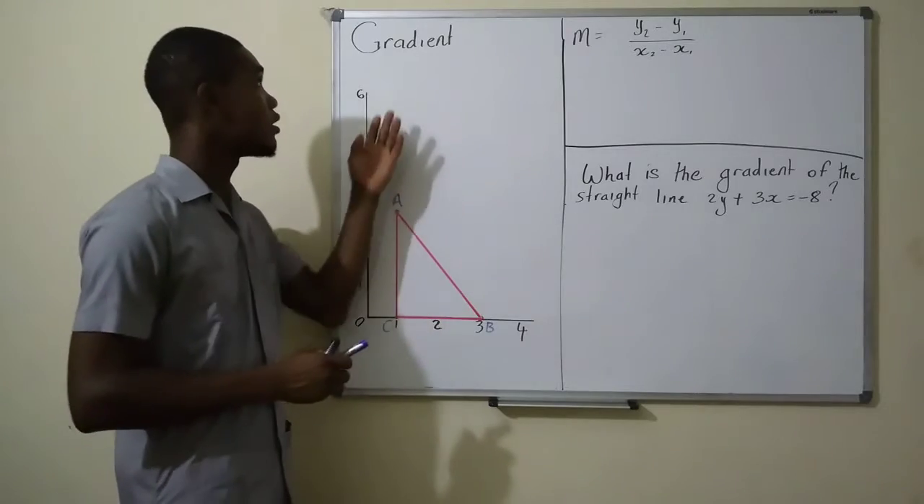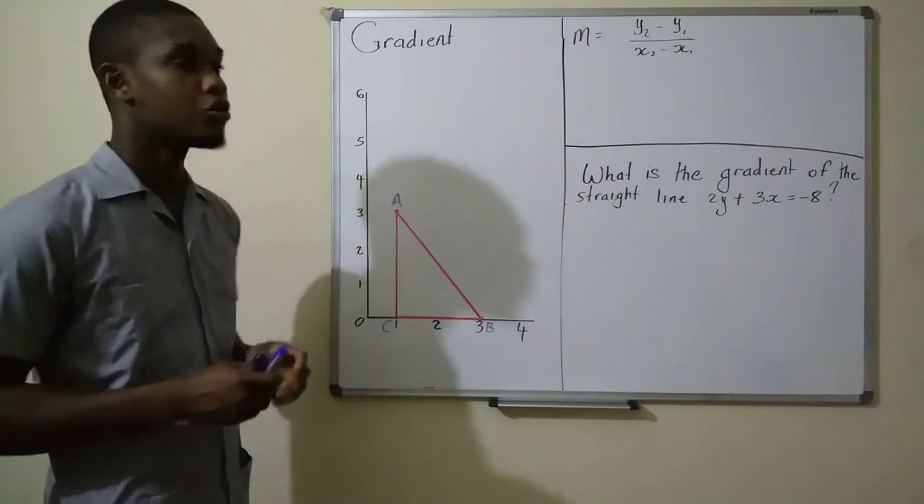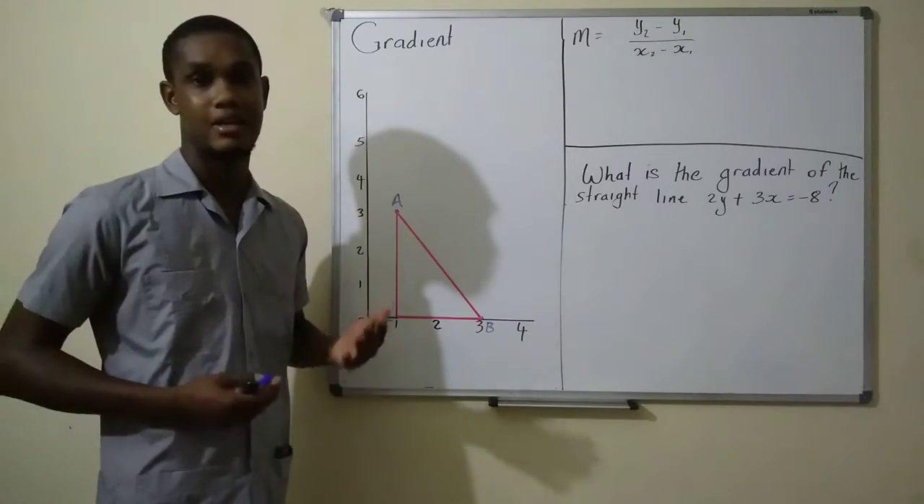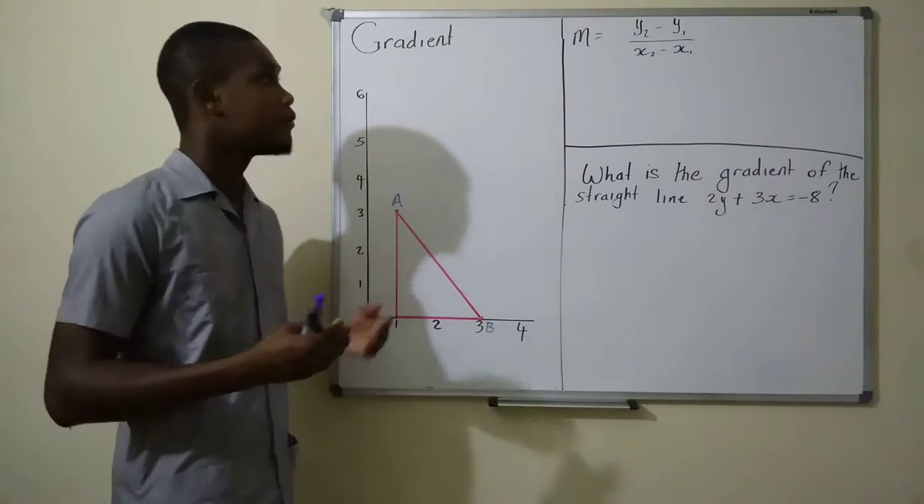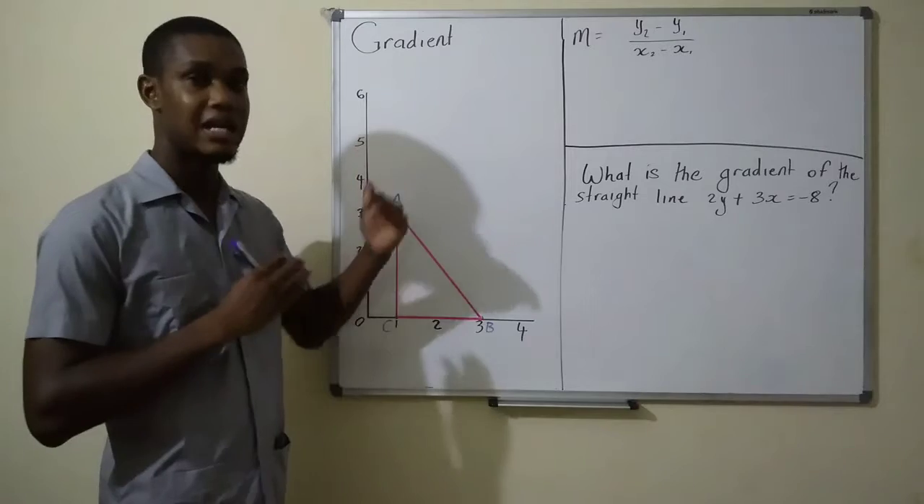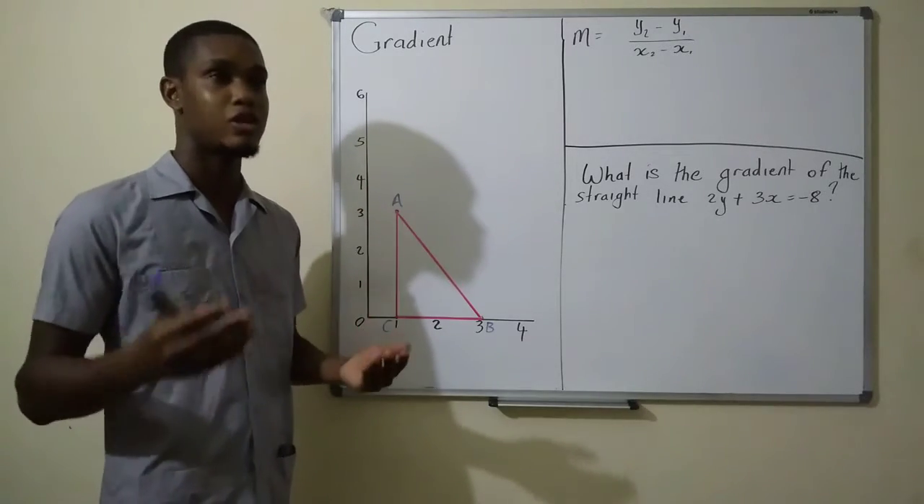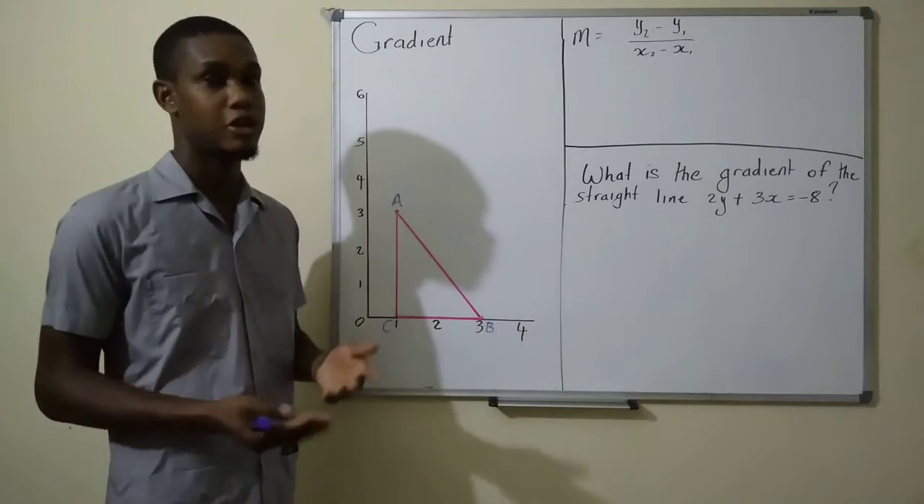In this lesson we'll be focusing on gradient. Gradient is basically how slanted a line is. It's a numerical value for how slanted a line is. Generally, when you look at a road and you see it slanted, it has a gradient.